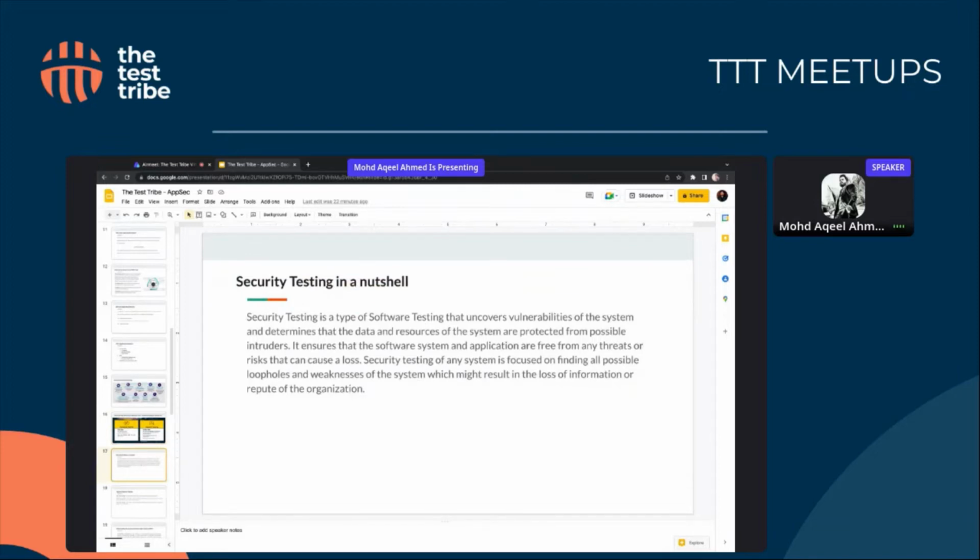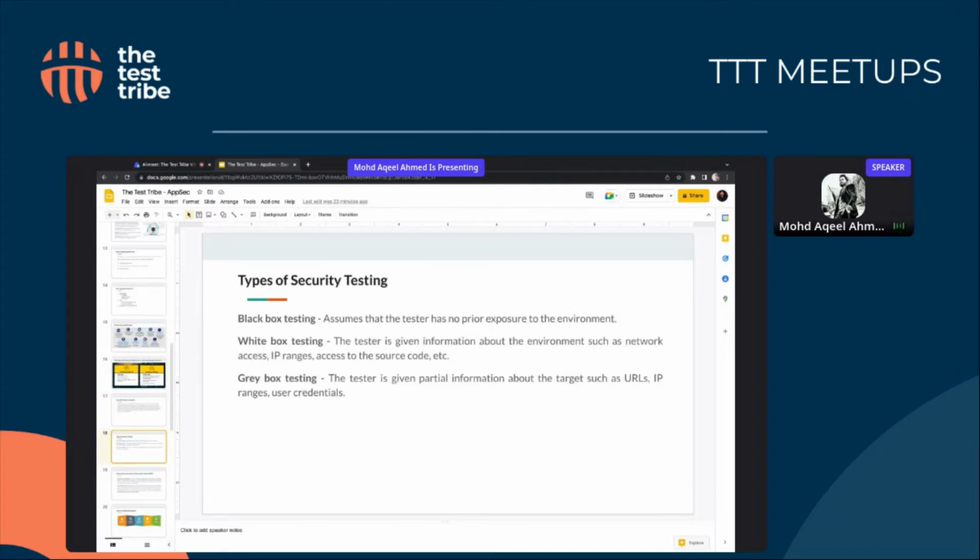So in a nutshell, it's a type of security testing that uncovers your vulnerabilities. You follow some test cases, you look at the application, you run through all those tests and see if it discloses any of your information, or if you are able to break the application. So basically any system that's online, that's available to the public, should be free from loopholes and weaknesses within the system. So during security testing, you identify those loopholes and get them fixed in the right time.